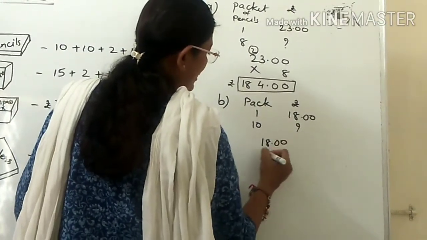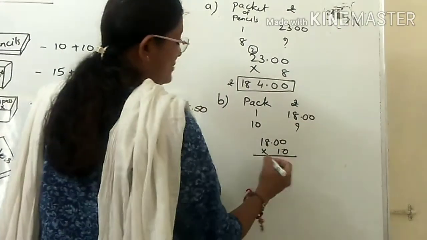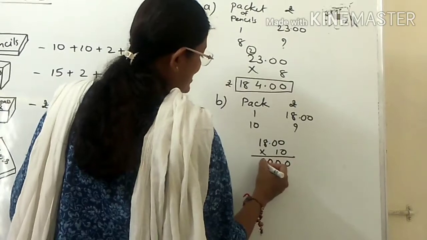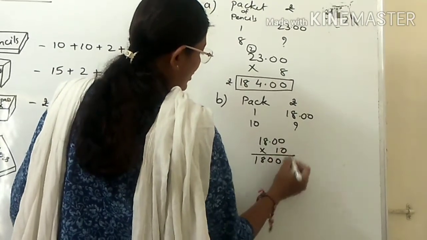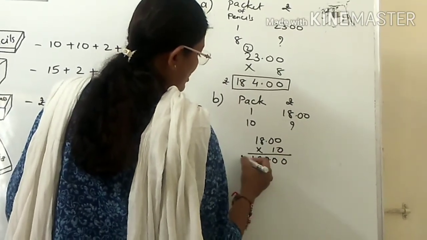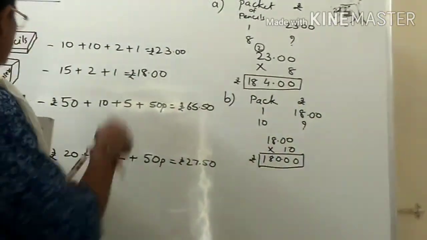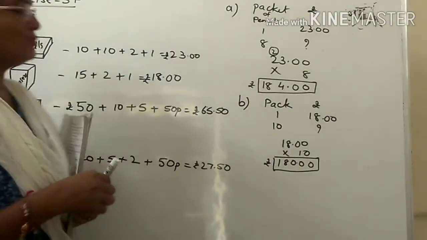18 multiplied by 10. As I have explained in the shortcut method, first keep 0, then 1 0 is 0, 1 0 is 0, 1 8 is 8, 1 1 is 1. After the point there are 2 digits, from here 1 2 and the point. So the answer will be rupees 180. 10 packs of eraser will cost rupees 180.